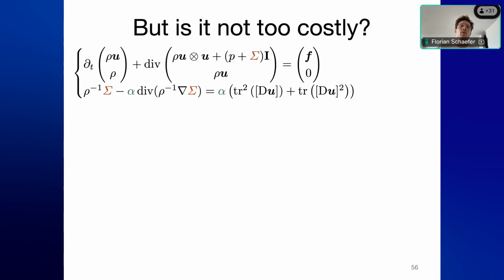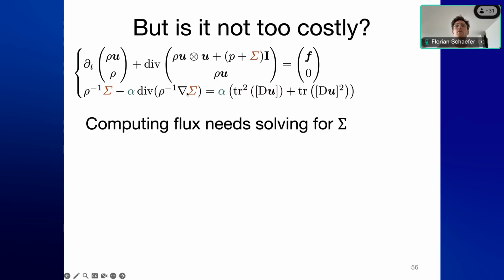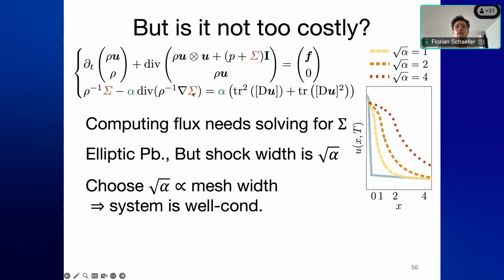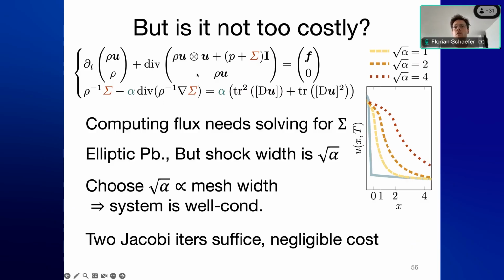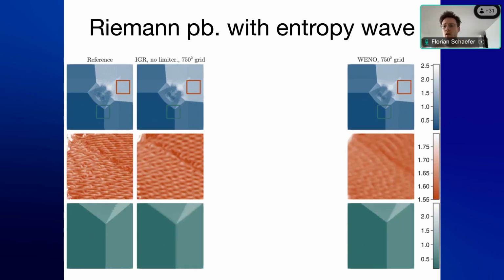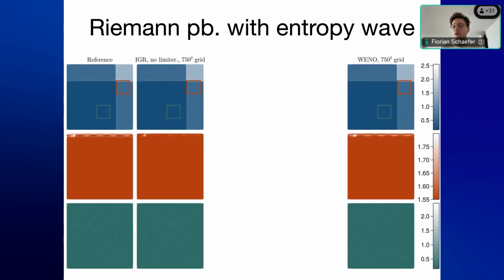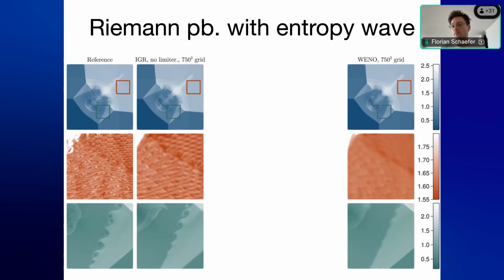And here it is important to mention that this elliptic problem that we are solving, for practical choices of alpha, is going to be well conditioned, and so in practice, just 2 Jacobi iterations are enough to solve it. And so now we can add this sigma to our equation, and basically replace our limiters like WENO and the corresponding Riemann solver, and we can replace them simply with linear fifth order reconstruction throughout.